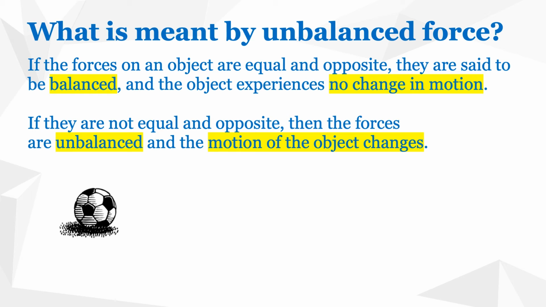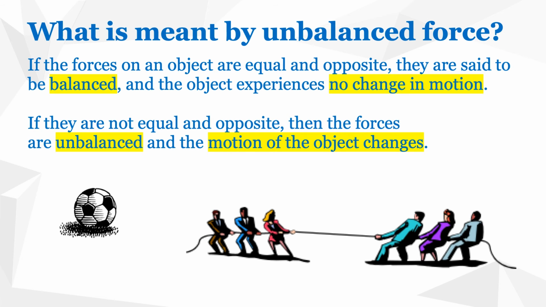So for example, a soccer ball is sitting at rest. It takes an unbalanced force of a kick to change its motion. And if two teams are playing tug of war, they are both exerting equal force on the rope in opposite directions. This balanced force results in no change of motion.